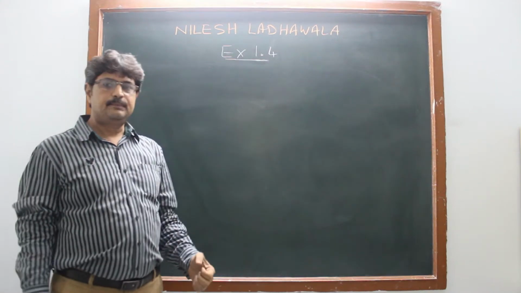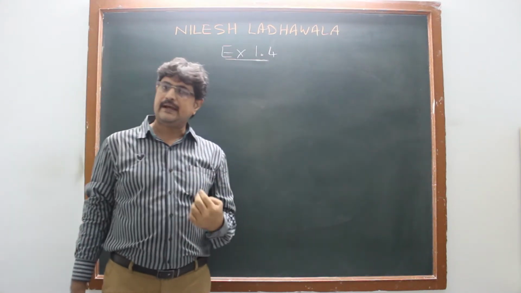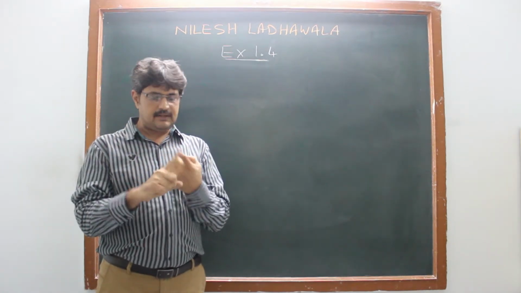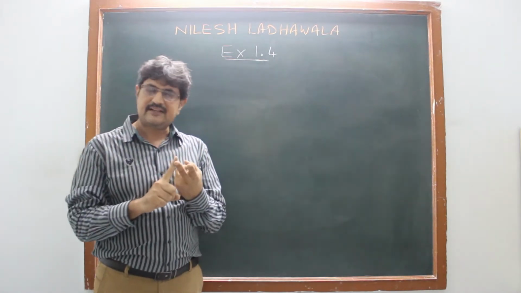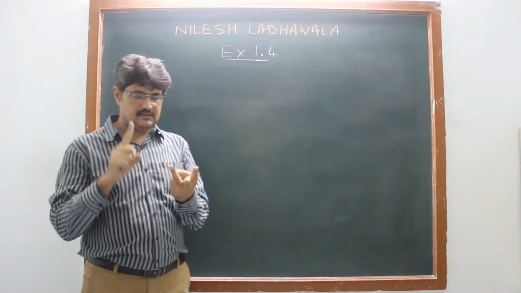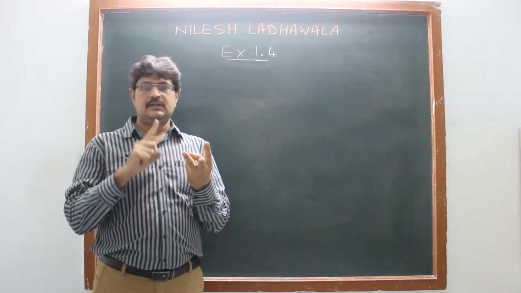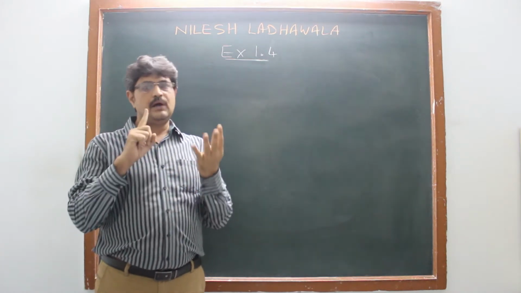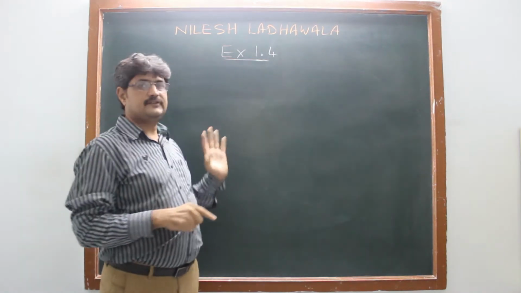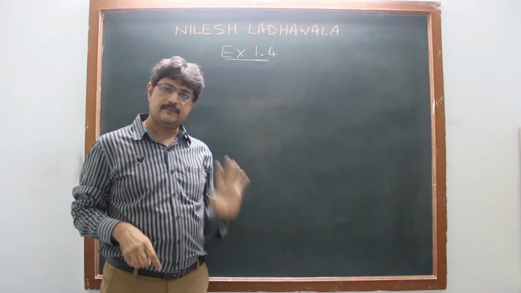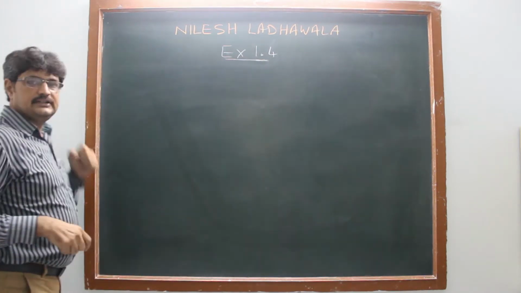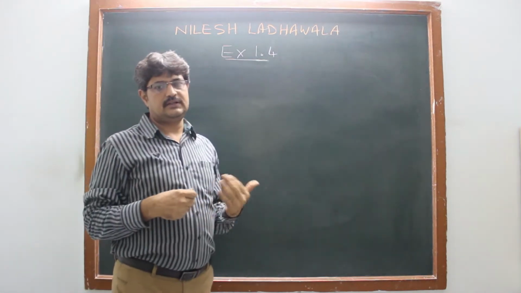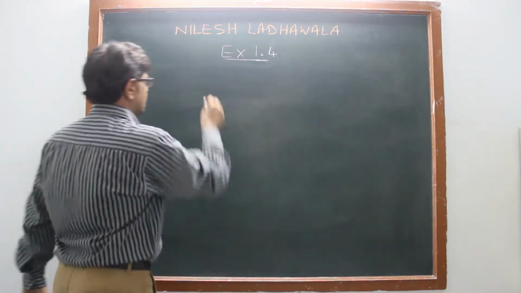Hello friends, in the previous three videos we have learned about Euclid's division lemma, about finding HCF and LCM by the prime factorization method, and about proving that a given number is an irrational number. Now we will learn the fourth and last topic of the first chapter, which you have learned in standard 9: converting a rational number into its decimal expansion.